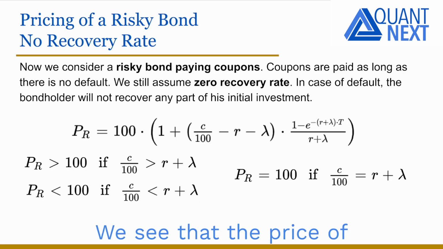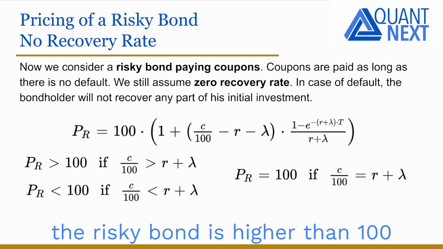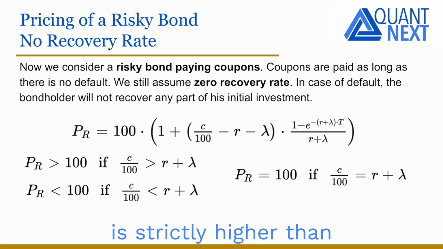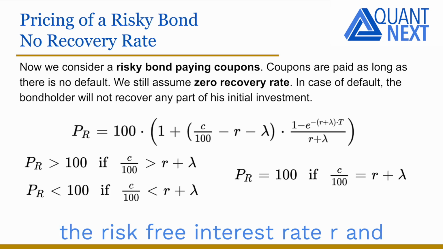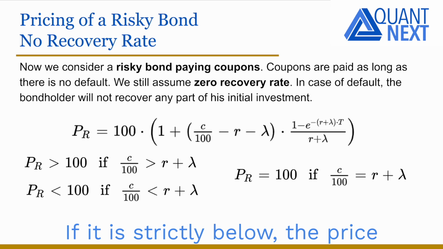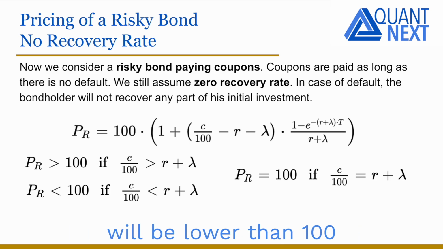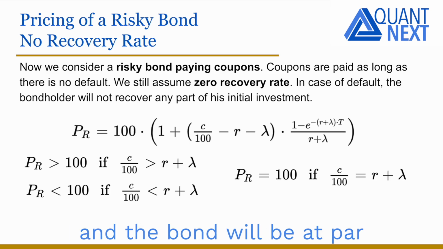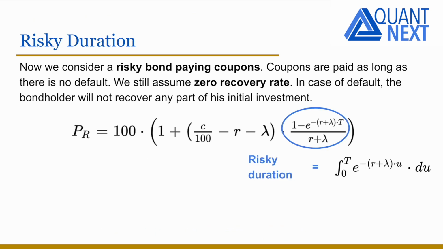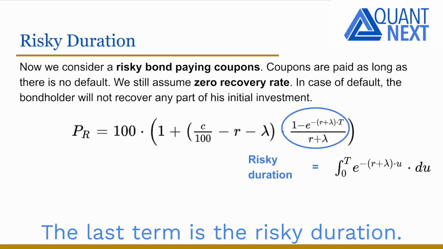We see that the price of the risky bond is higher than 100 if the coupon of the bond divided by 100 is strictly higher than the sum of the risk-free interest rate R and the default intensity lambda. If it is strictly below, the price will be lower than 100, and the bond will be at par if the two are equal. The last term is the risky duration.